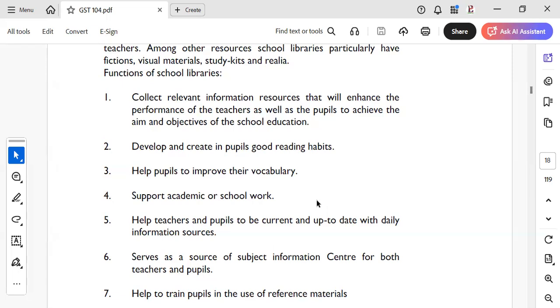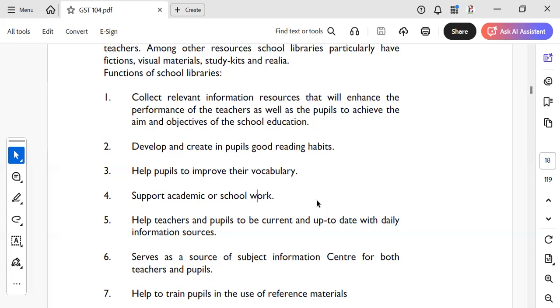Okay. Thank you, sir. Then number three, help people to improve their vocabulary. Yes, that's true. It's not every student that is very good in English. So in case they speak and you hear that the English they are speaking is not correct, you tell them, this is how you should do it, and help them to get textbooks that will increase their vocabularies.